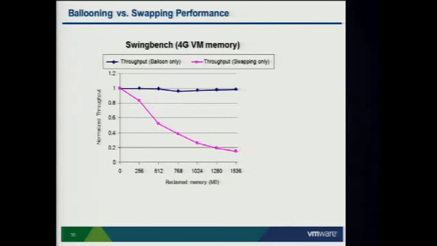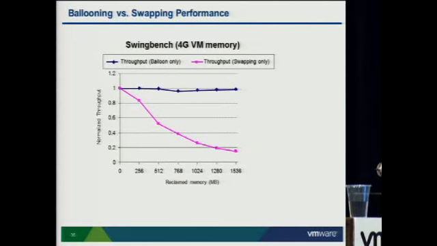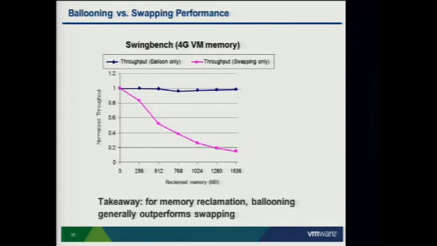You can see a pretty marked drop in performance on the swapping side. It's actually surprising how well ballooning does. It stays pretty close to 1 almost throughout. So what does this tell us? It tells us that for memory reclamation, ballooning generally outperforms swapping. And this is just one example, but it's proven across many different workloads that ballooning is very, very preferential.